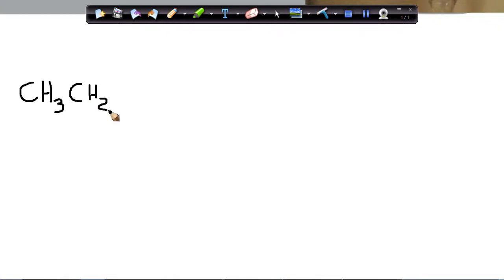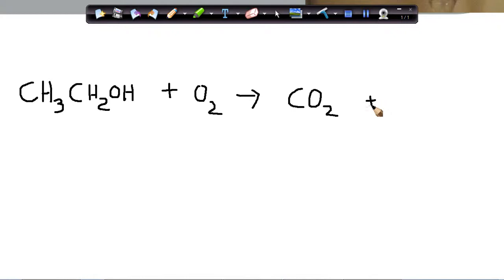CH2OH. Okay, and it combines with oxygen, O2, to make, we said it's a combustion reaction, so carbon dioxide and water, H2O.